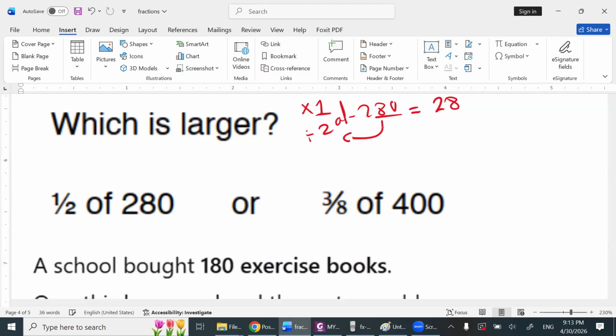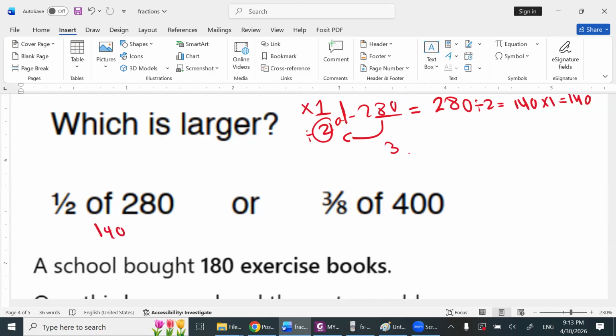280, sorry, you will divide 280 by 2, then multiply by 1. 280 divided by 2 gives you 140, times 1 gives me 140. So this one will be 140.